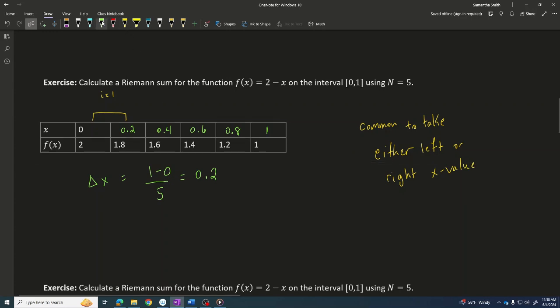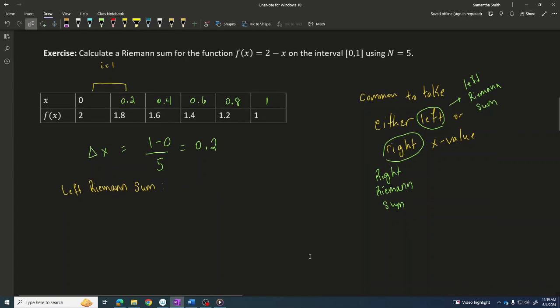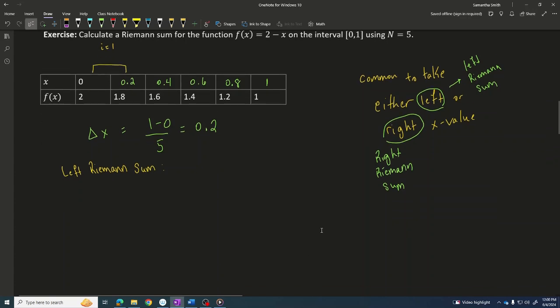When you take the left x value every single time, that is what is sometimes called a left Riemann sum. And when you take the x value on the right side every single time, this is what's sometimes called a right Riemann sum. Perhaps for an example, I'll show you what it would look like to take a left Riemann sum and to choose the x value that's on the left-hand side of each of these intervals.